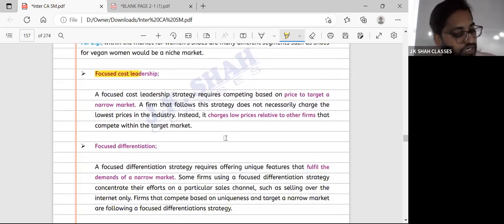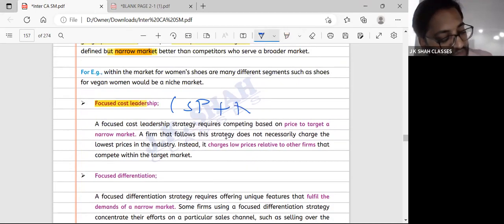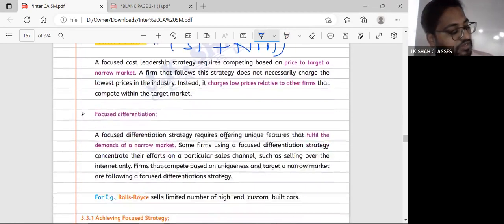What is focus cost leadership? Can you please tell me what is focus cost leadership? Standardized product. What is focus differentiation? Narrow market.